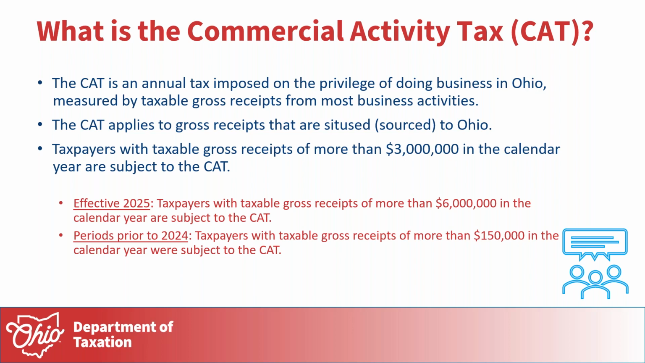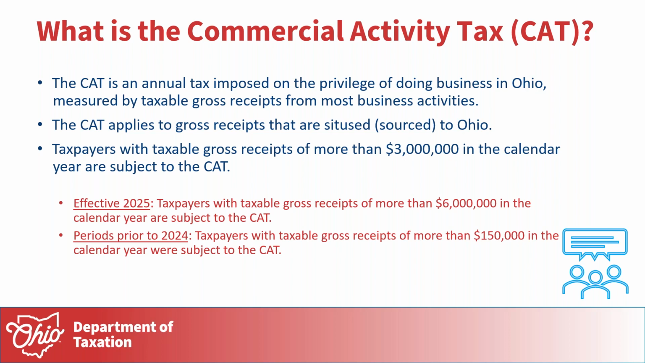So effective in 2025, next year, taxpayers with taxable gross receipts of more than $6 million in the calendar year will then be subject to CAT. So you'll see that increase from the $3 million threshold in 2024 to then that $6 million threshold. Prior to 2024, so last year and previous, the taxable gross receipts of more than $150,000 was that threshold. So quite a difference. And again, for context, prior to CAT, there was a corporate franchise tax that was phased out, and then it was replaced by CAT, with CAT being enacted in 2005.